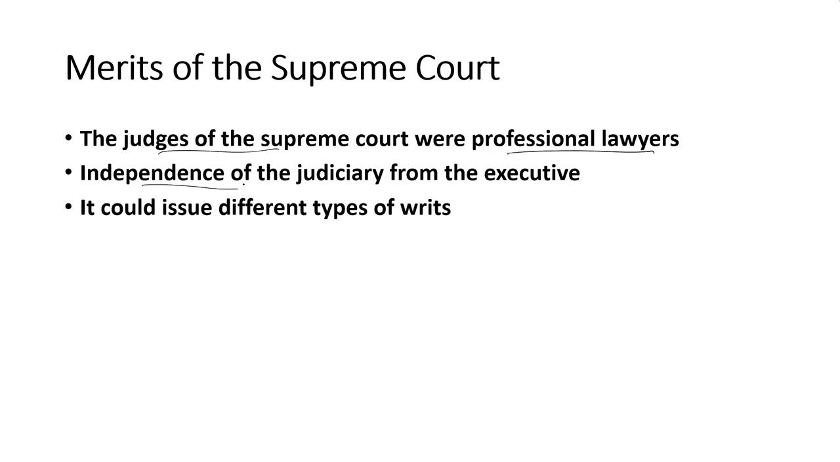Then, independence of the judiciary. It was for the first time that a judicial system headed by the Supreme Court was established in India. Earlier, the executive located at Calcutta acted as the executive head of the judiciary in Bengal. And it was also for the first time that different types of writs began to be issued.